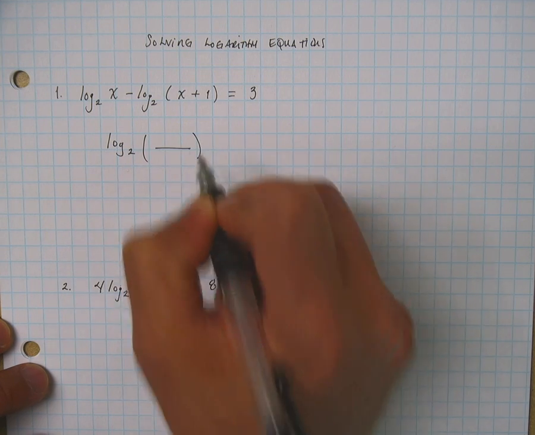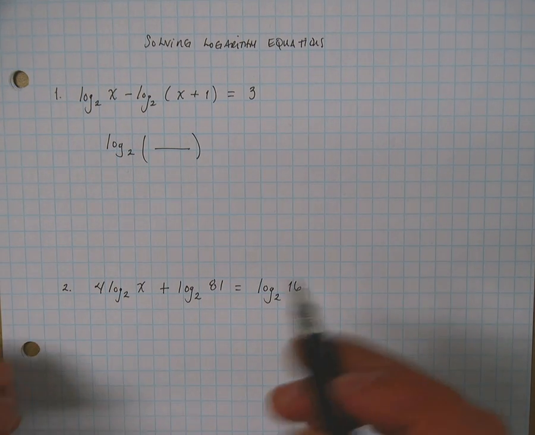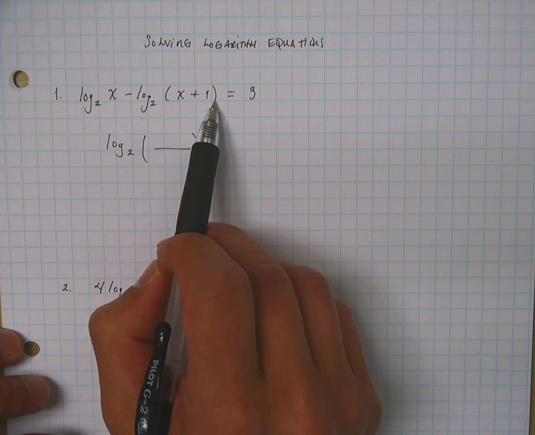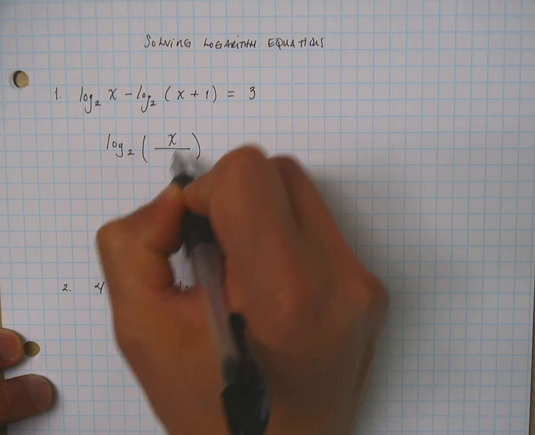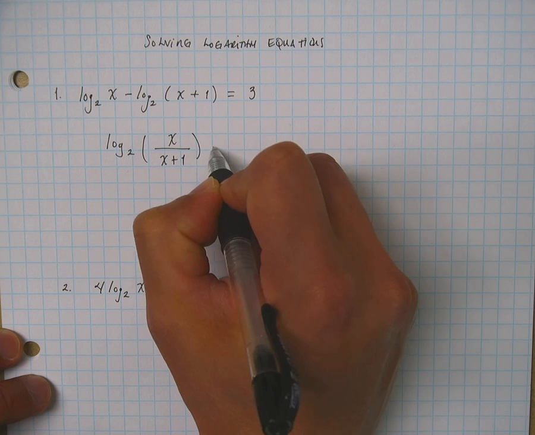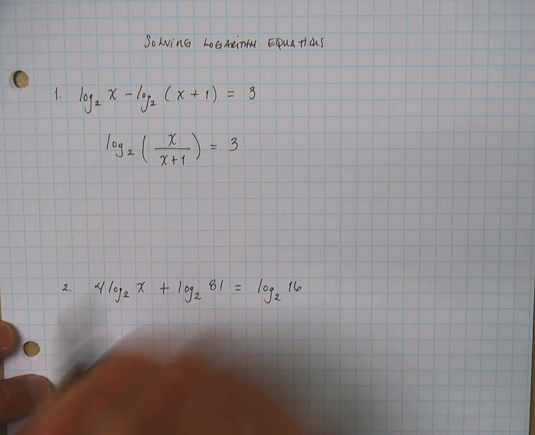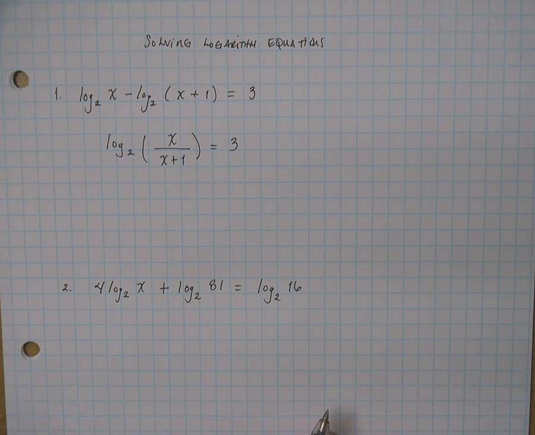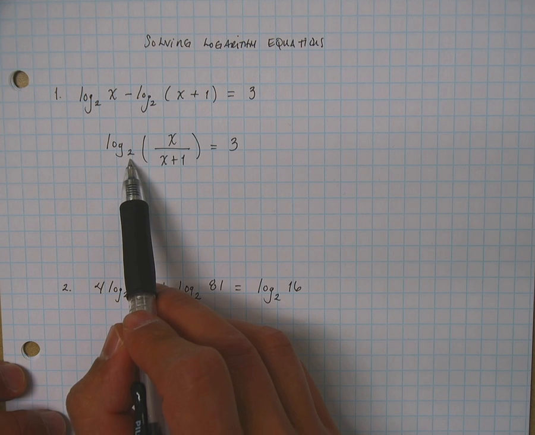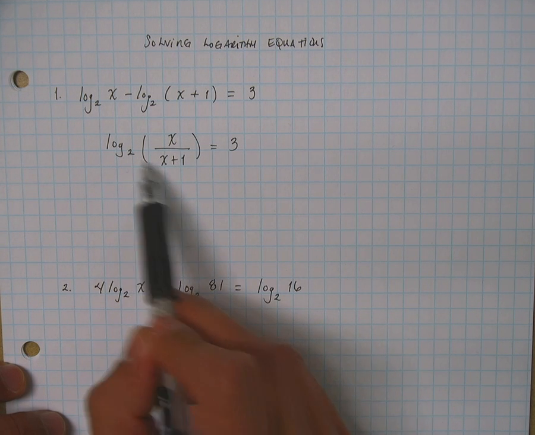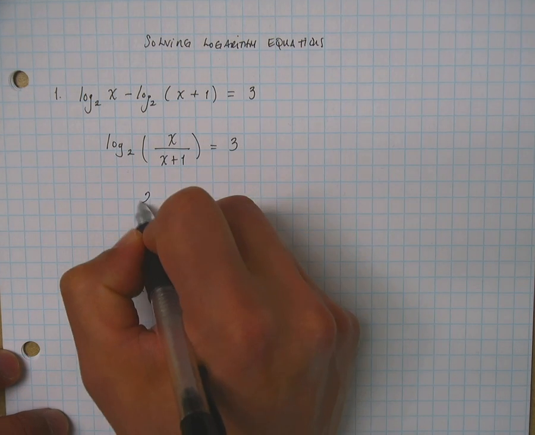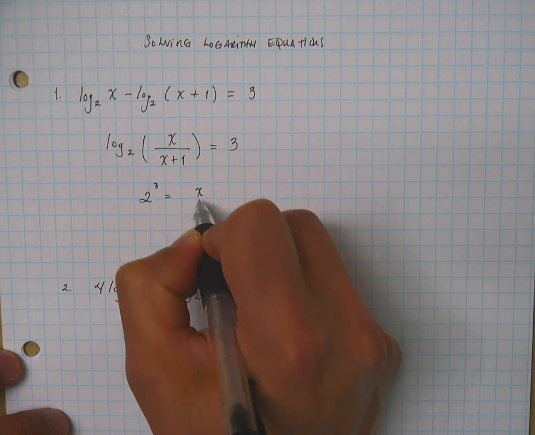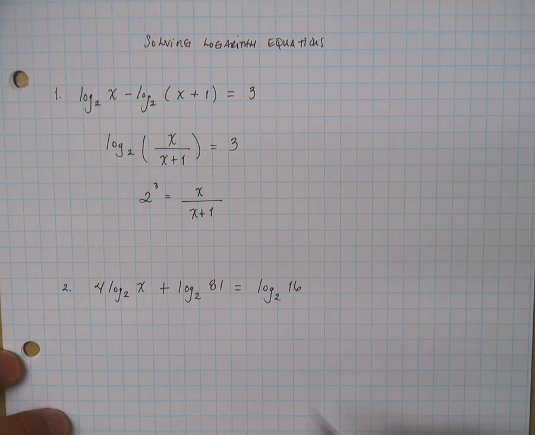Notice what I do. I put my parentheses. And what goes on the top? Well, from left to right, the x stays on the top and the x plus 1 goes on the bottom, and then you're left with your 3. Now from here, hopefully you remember, I can go ahead and turn it into an exponential. So this becomes 2 to the power of 3, okay, is equal to x divided by x plus 1.